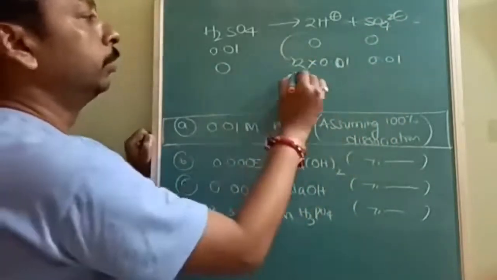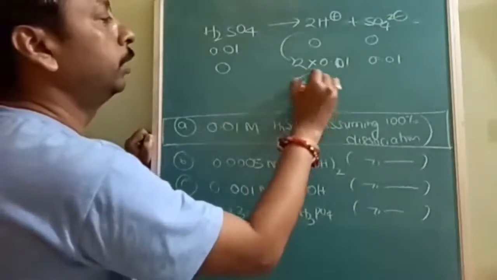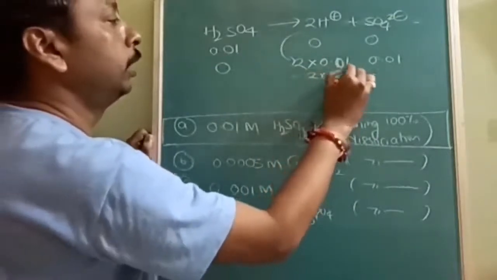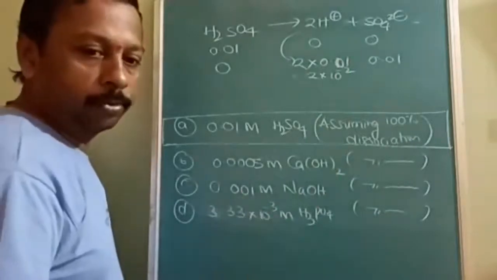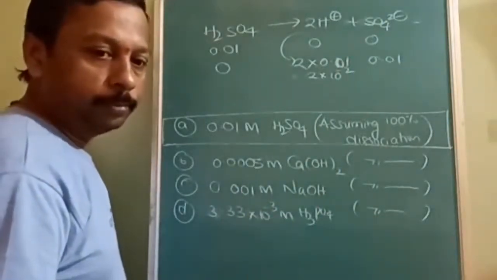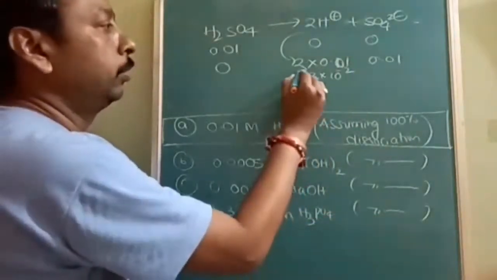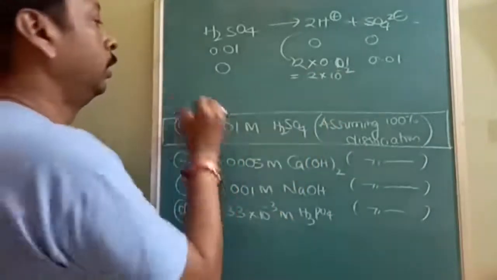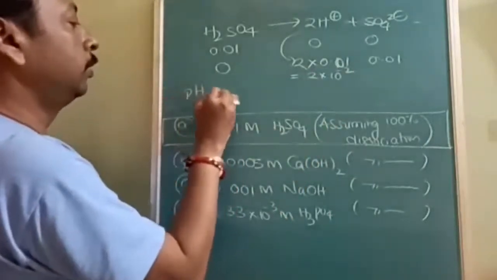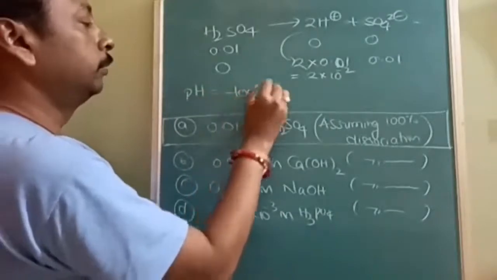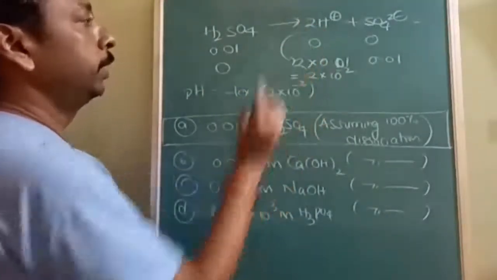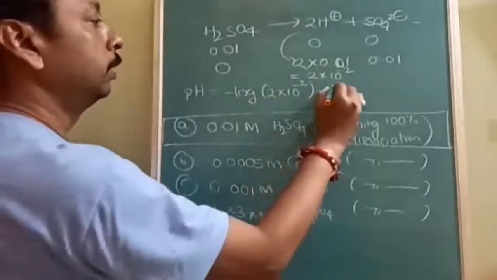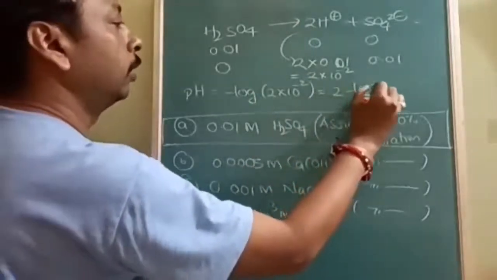So we can write it as 2 into 10 to the power of minus 2. Now pH is equal to negative log of 2 into 10 to the power of minus 2, because pH is negative log of H plus. So it is 2 minus log 2.